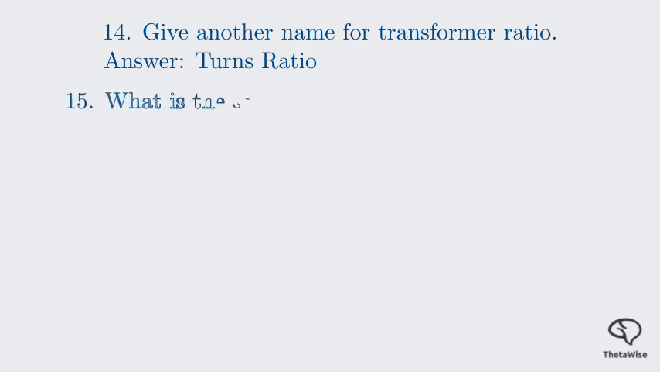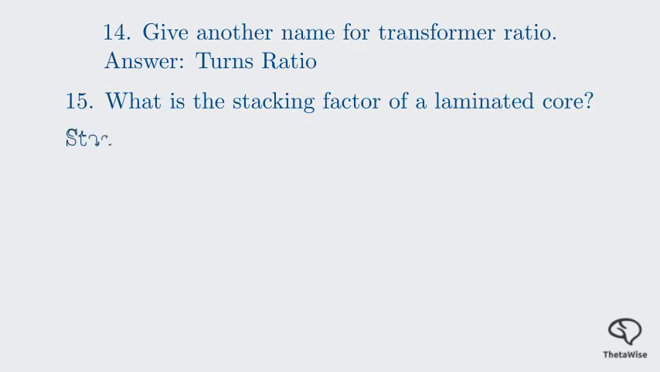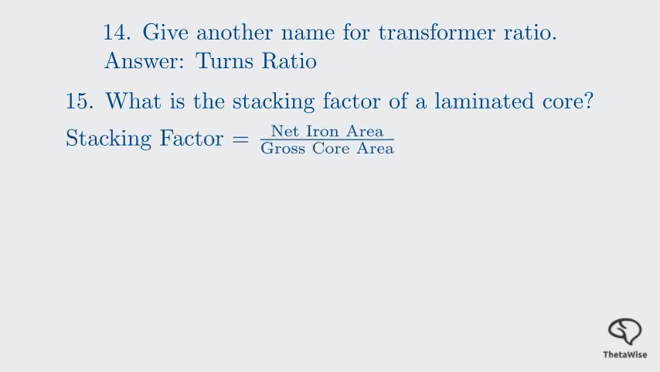Question 15. What is the stacking factor of a laminated core? The stacking factor, also known as the lamination factor or space factor, is the ratio of the net cross-sectional area of the iron to the gross cross-sectional area of the entire core stack. It accounts for the space taken up by the insulation between laminations.